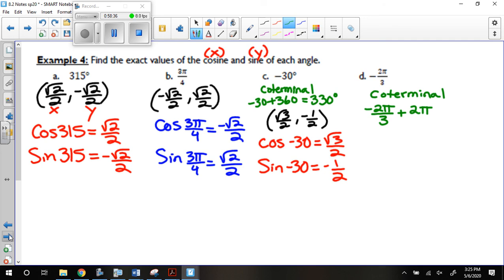But I have to find a common denominator. To get 2 pi to be over 3, I would have to change it so that it has a denominator of 3. Well, what number divided by 3 gives me 2? 6 does. So 6 pi over 3 is the same thing as 2 pi, which means these two added together give me 4 pi over 3. So negative 2 pi over 3 is coterminal with 4 pi over 3.